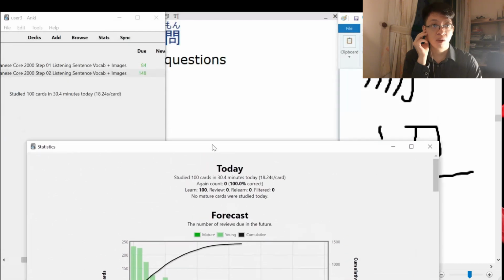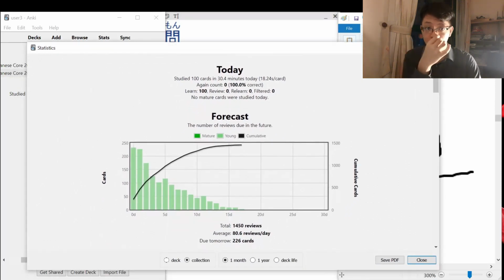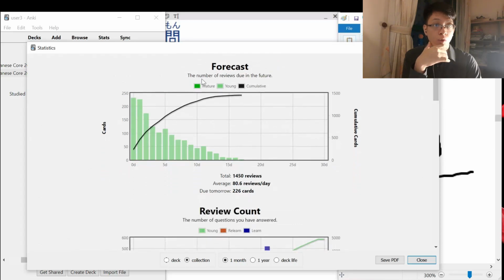So actually we still have a few more that we could potentially add for today, but I guess in the grand scheme of things it won't change the stat too much. So, forecast: the number of reviews due in the future. We have a total of 1450 reviews. So on average it will be 80 reviews a day, but as you can see they go down. So actually tomorrow there will be 226. Okay, well, that's a lot.